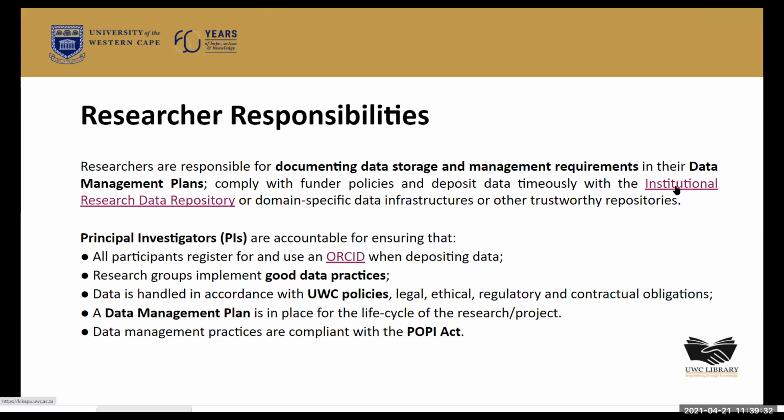As far as the data is concerned, it needs to be handled in accordance with UWC policies and our legal, ethical, regulatory and contractual obligations. A data management plan is in place for the life cycle of the research project. So again, the data management plan is a crucial document that needs to accompany any research project. And the data management practices are compliant with the POPI Act. It has come up several times, but all data needs to be tested against the Protection of Personal Information Act. Okay.